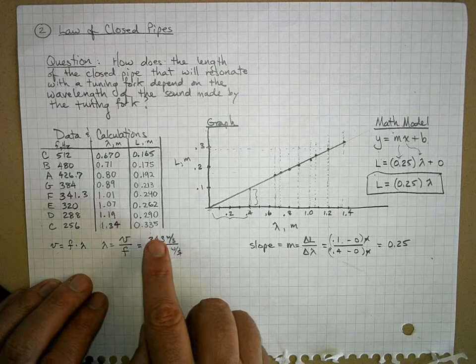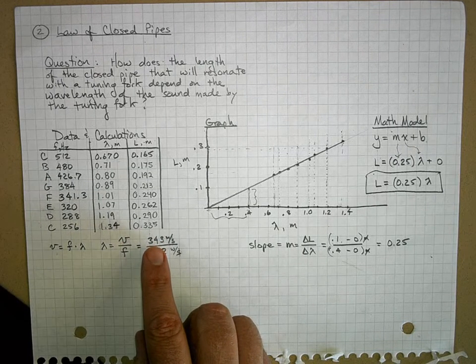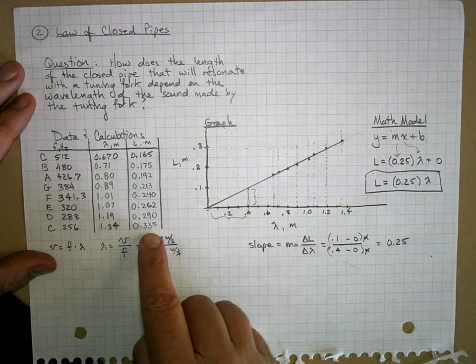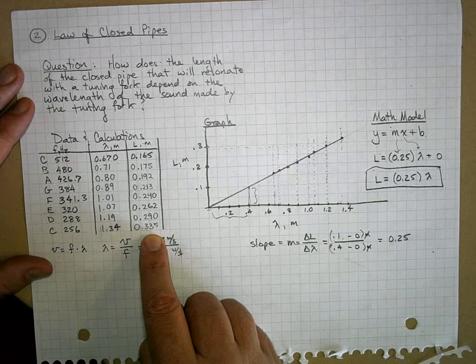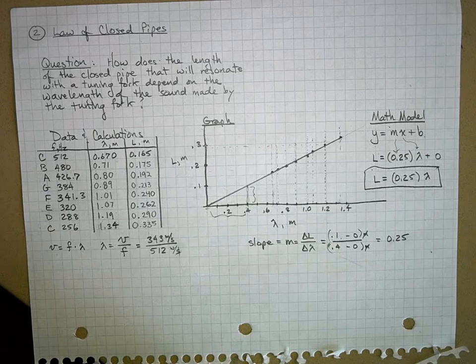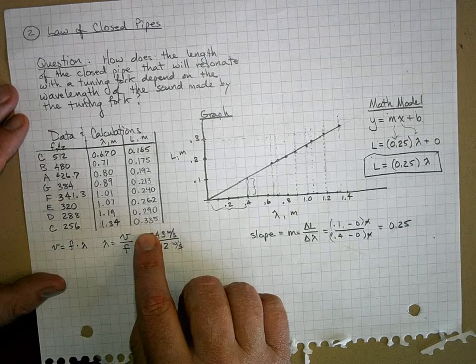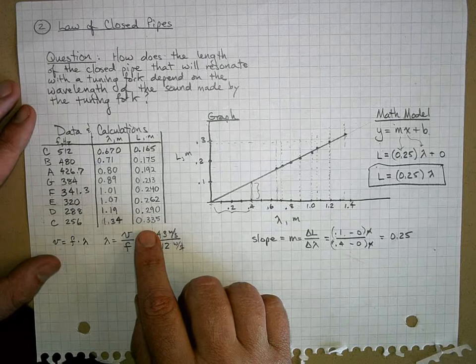Now what we found is that if we held this tuning fork over closed pipes of different lengths, they would resonate at these lengths right here. Now if you were absent, you need to come in and see this demonstration, but these are the data you get. So use these data.